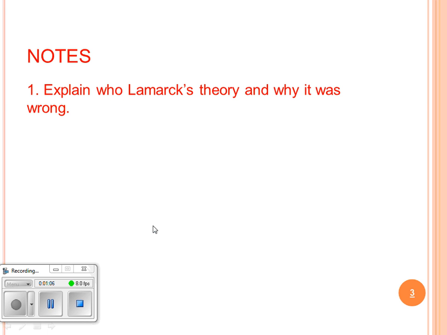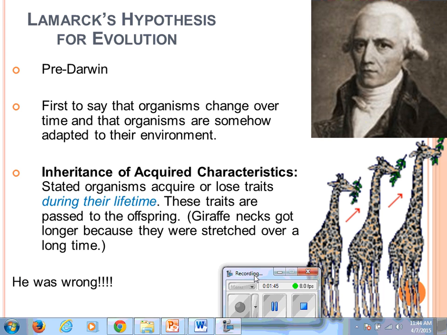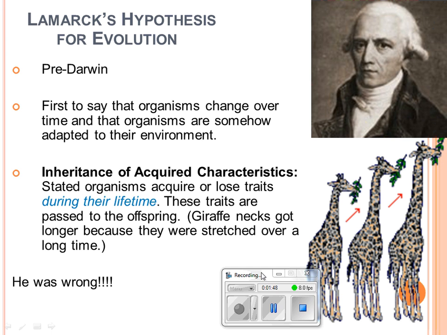Well, we want to start with the first essential question and explaining who Lamarck was and what his theory was and why he was actually wrong. So Lamarck was pre Charles Darwin, if you've heard of that person before, but he was the first to suggest that organisms change over time and that organisms are somehow adapted to the environment. And in your notes, just make note that he was the first to suggest that organisms change over time. That's really all you need to know about him at this point. He was just the first. Whether he was right or wrong, irrelevant. He was just the first to talk about how things have changed over time.